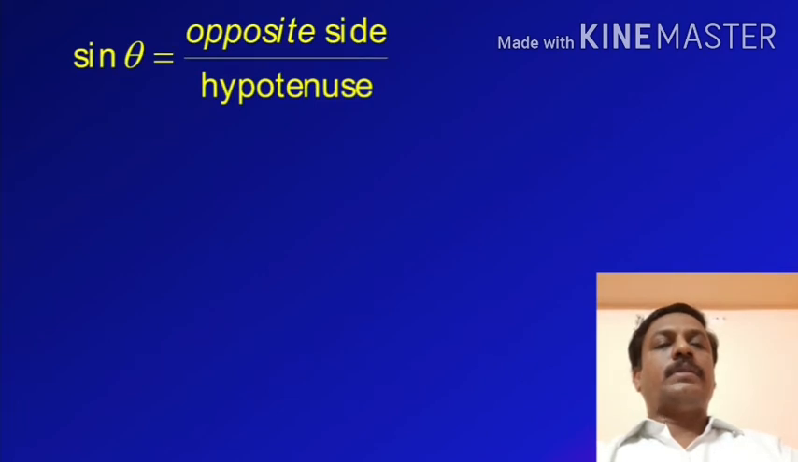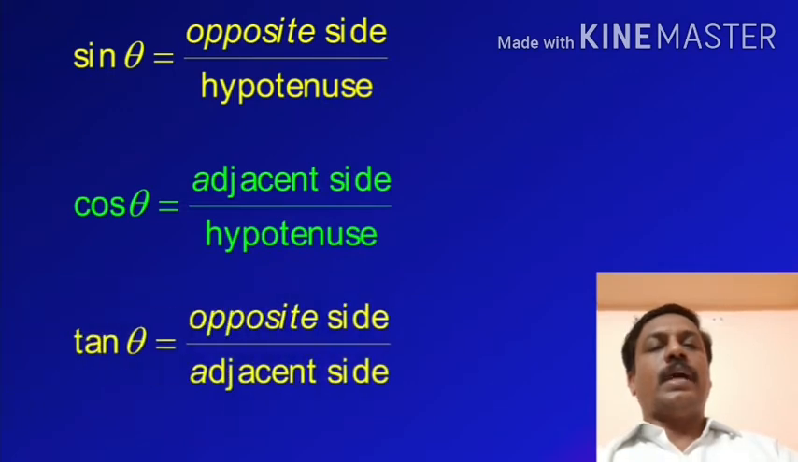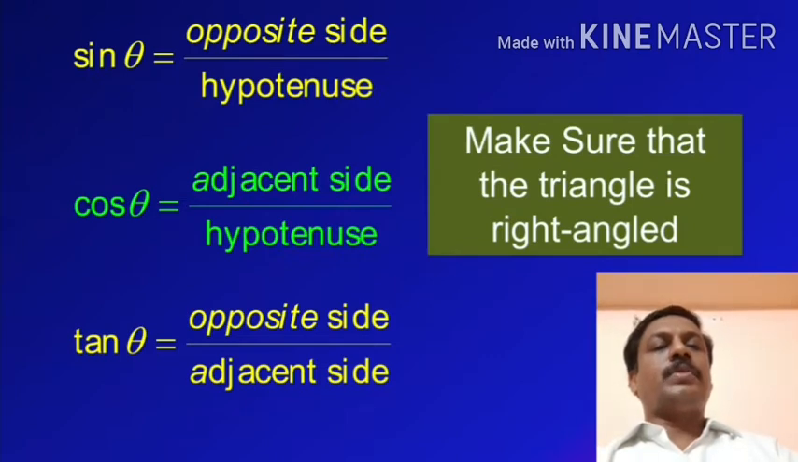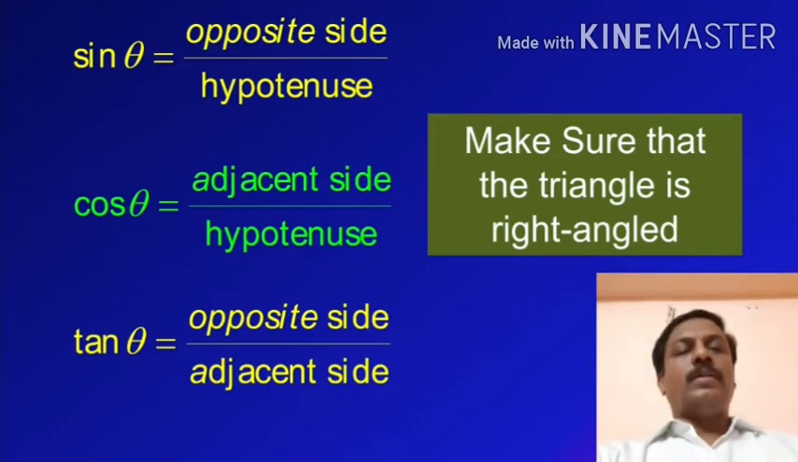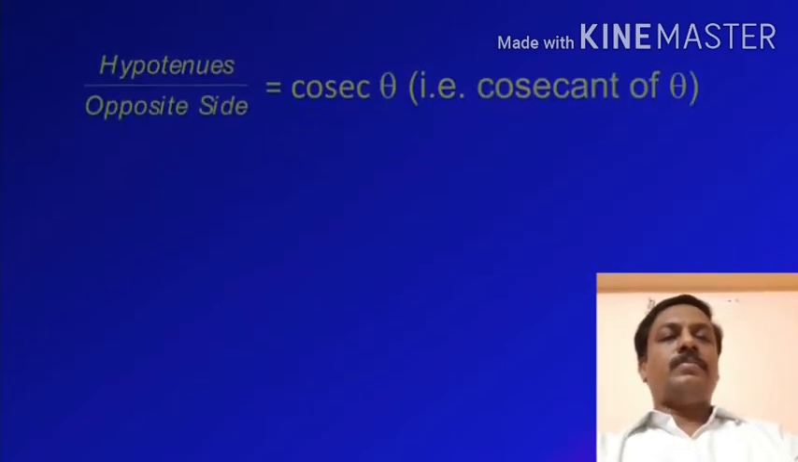Once again we will repeat it. Sin theta is equal to opposite side by hypotenuse. Next, cos theta is equal to adjacent side by hypotenuse. Tan theta is equal to opposite side by adjacent side. And make sure that the triangle is right angled. That means all these trigonometric ratios are defined for a right angled triangle.